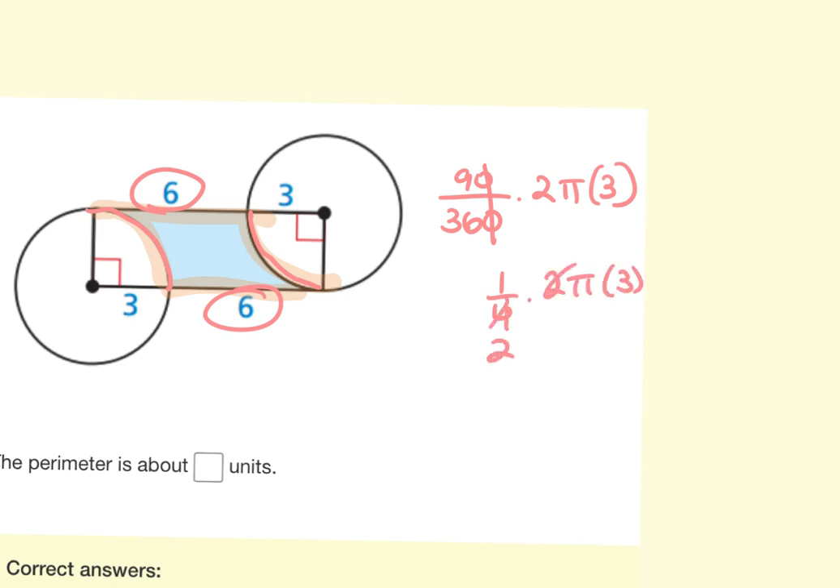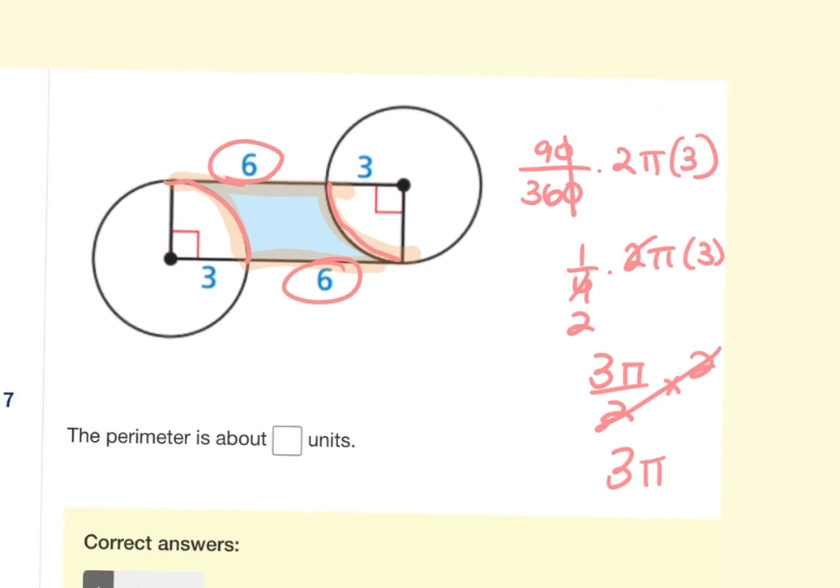2 goes into 4 twice. So it'd be 3 pi over 2 would be the arc length of one of those. Multiply it times 2, and my arc length of those 2 would be 3 pi. So together, this is 3 pi plus the 6 plus the 6. 3 pi plus 12, if you kept it exact, is 21.42.